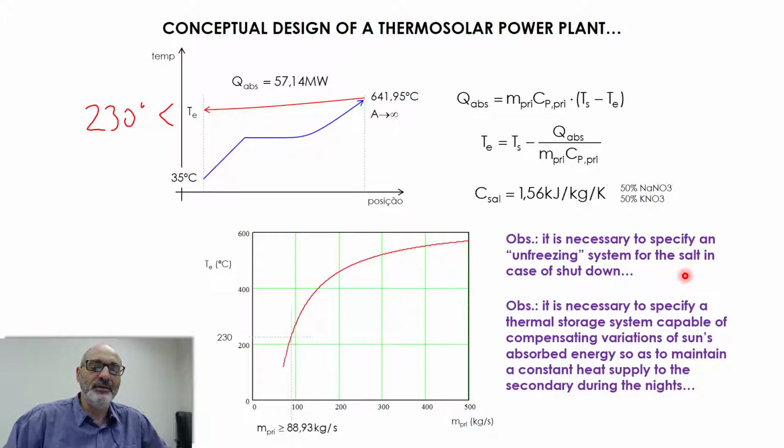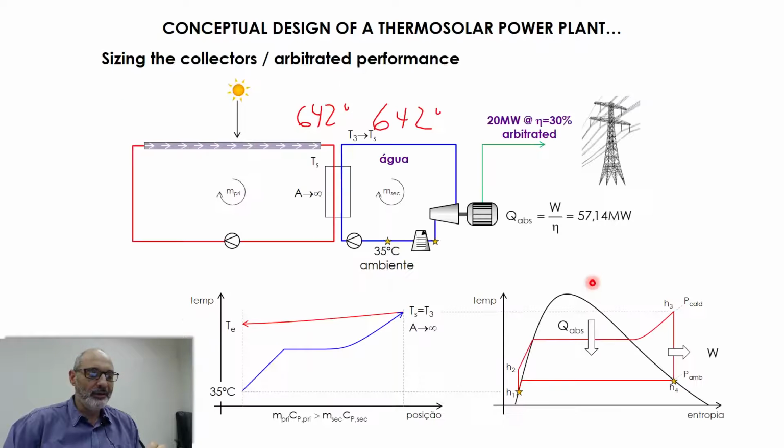It is necessary to specify an unfreezing system for the salt in case of shutdown. You know Murphy's Law. When a problem can happen, this means that it will happen. So it means that for some reason your power plant is going to shut down. You may have, I don't know, 1 week without sun. Very, very cloudy day. It's raining in the desert for 1 week. So you don't have sun.